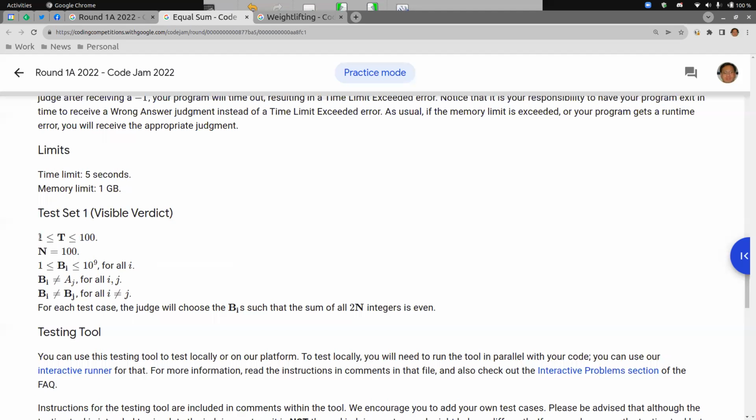What are the constraints? There are at most 100 cases. You have at most 100 numbers. Every number that you get is from 1 to 1 billion. And none of the numbers are exactly the same. And the judge will choose the Bi such that the sum of all 2n integers is even. Okay, this is a little bit weird.